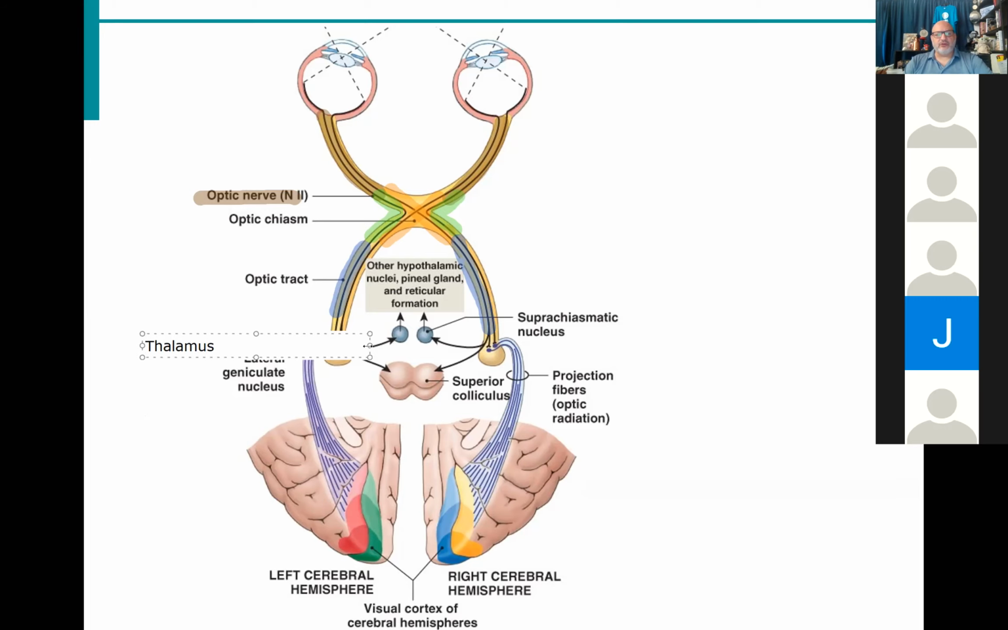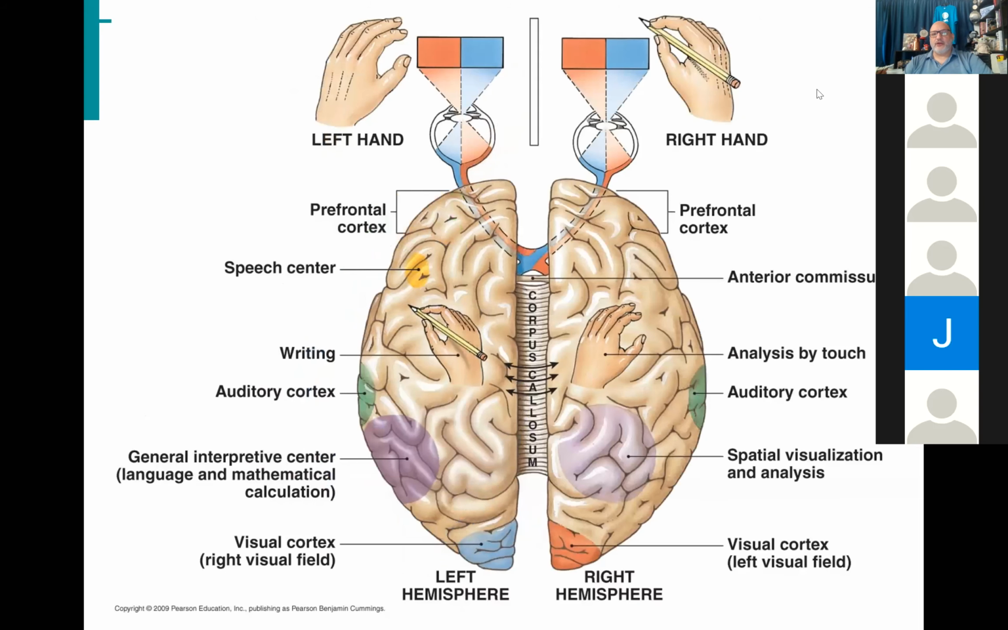And lo and behold, your textbook here shows that it's the lateral geniculate nucleus. And hey, look, we got it in an extra time. And then from there, the information goes to the occipital lobe to be processed. And I think I have one more. That original picture we showed, it shows how everything from the left goes to the right and everything from the right goes to the left because of that partial crossing that takes place in the optic chiasm.